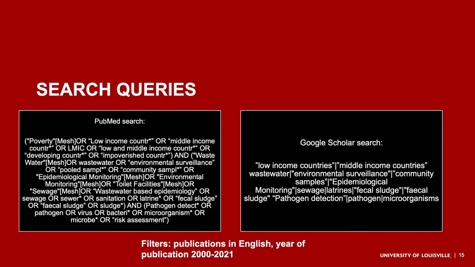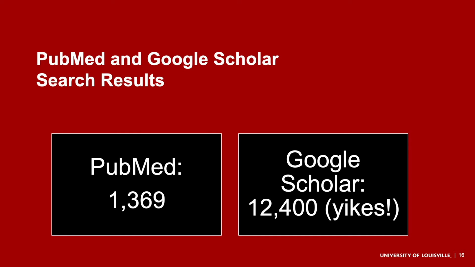We then translated this query to a version suitable for Google Scholar's search function. You may note the Google Scholar query is much shorter, and this is due to a search character limit and is also noted later in our limitations. After limiting our search to publications in English and between the years 2000 and 2021, we obtained 1,369 results from PubMed and 12,400 results from Google Scholar. Let me tell you why that is a yikes.